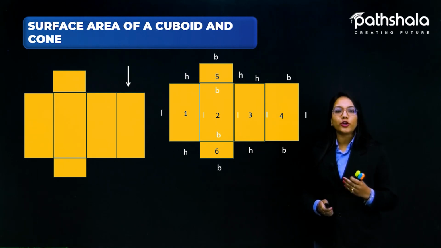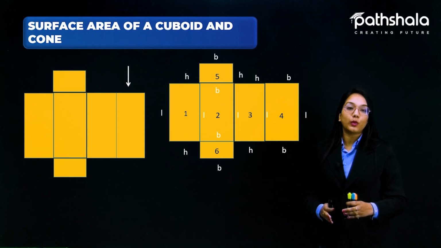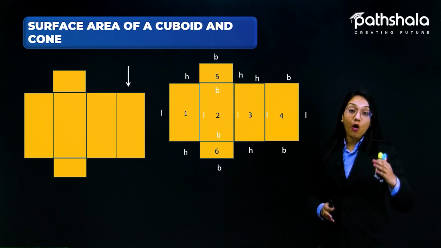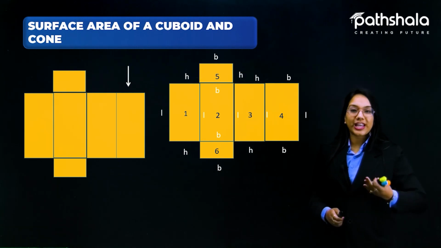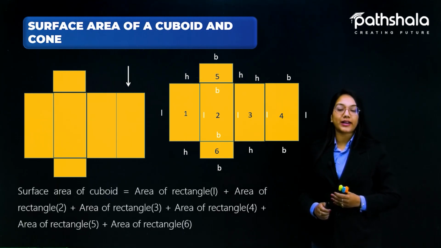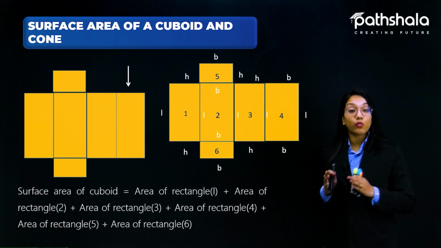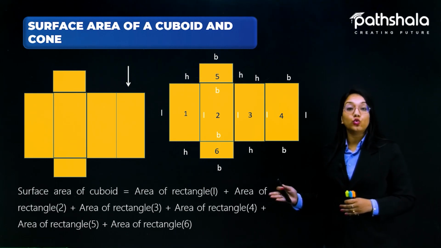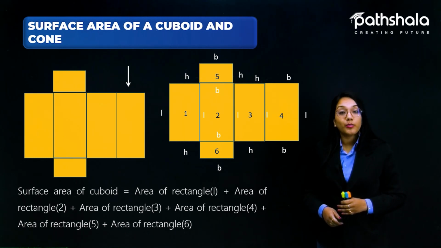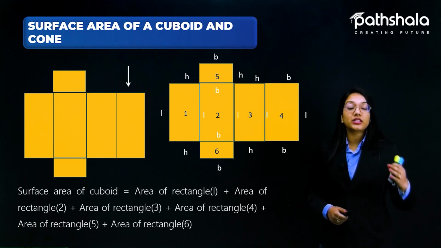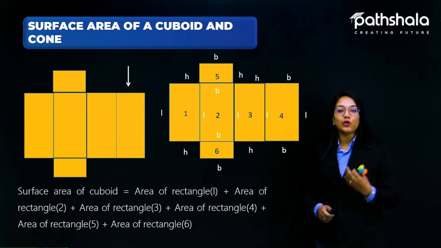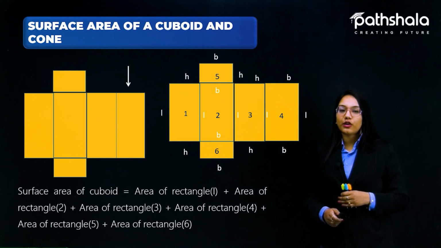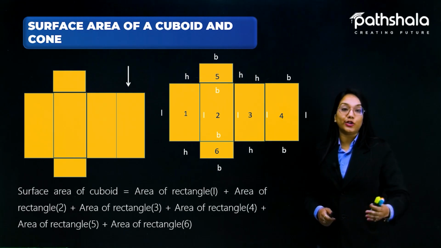If I want to find the surface area of the cuboid, that is equal to the area of each rectangle here. So the surface area of the cuboid is the area of rectangle 1 plus the area of rectangle 2 plus rectangle 3 plus rectangle 4 plus rectangle 5 plus the area of rectangle 6. And we know that the area of a rectangle is length into breadth.